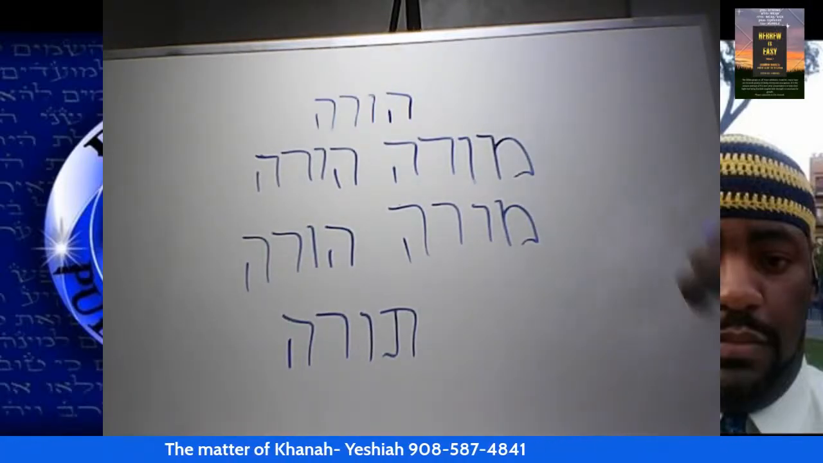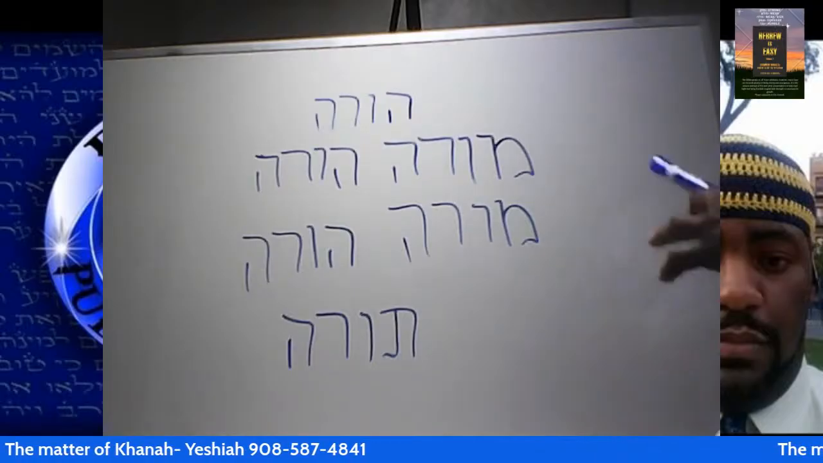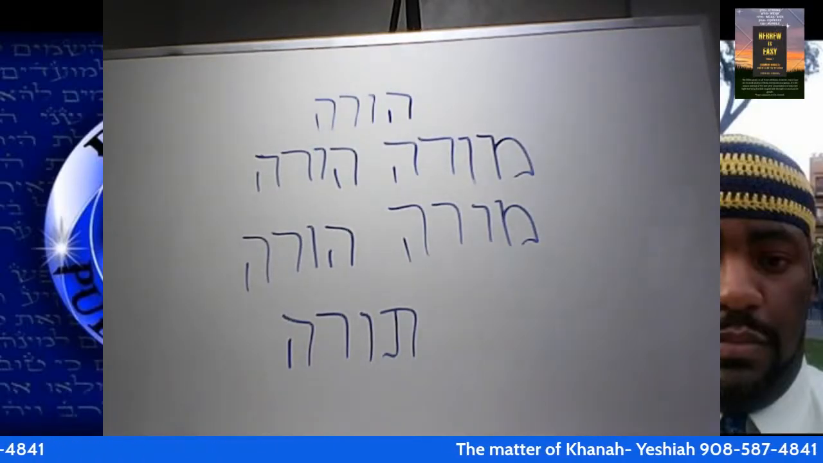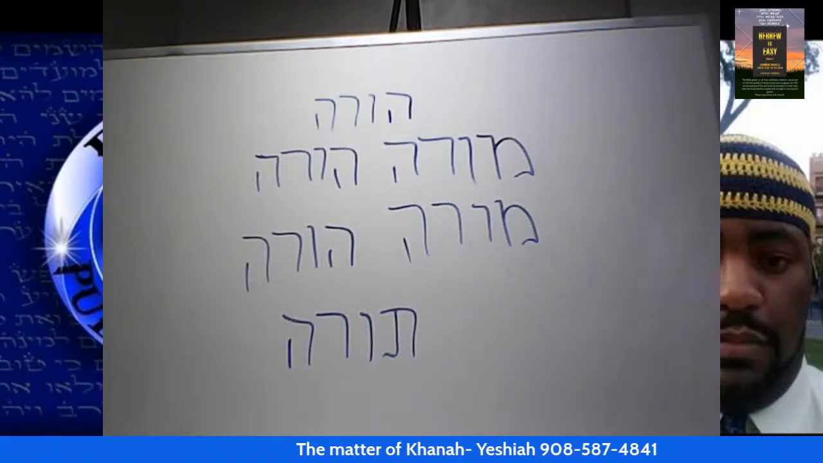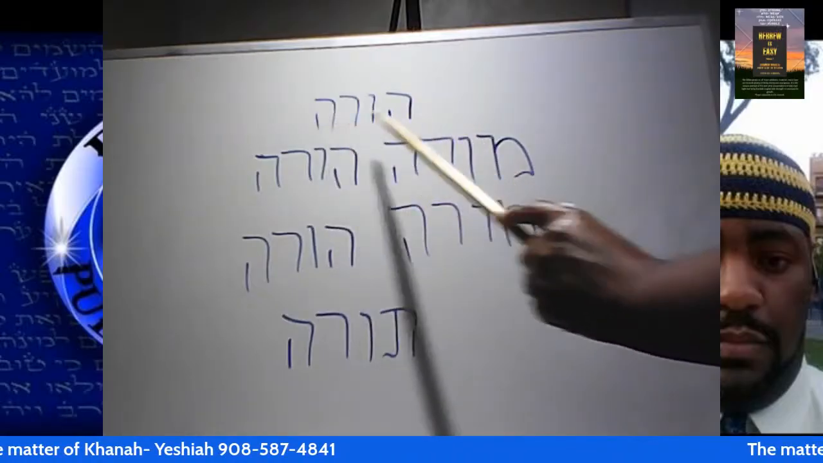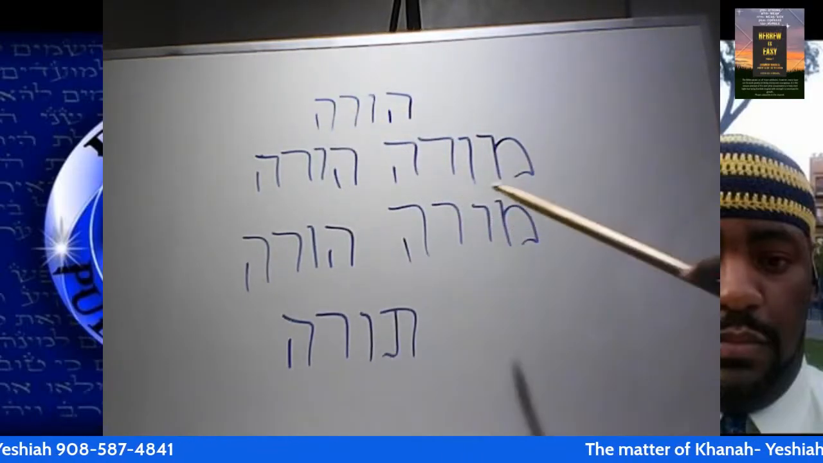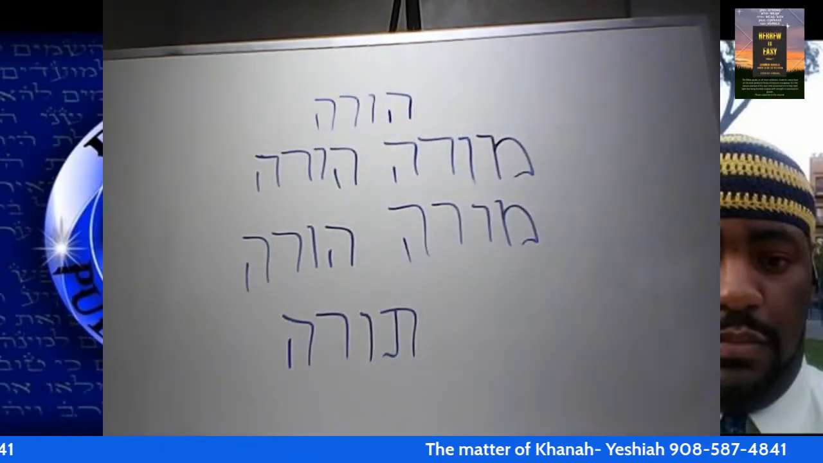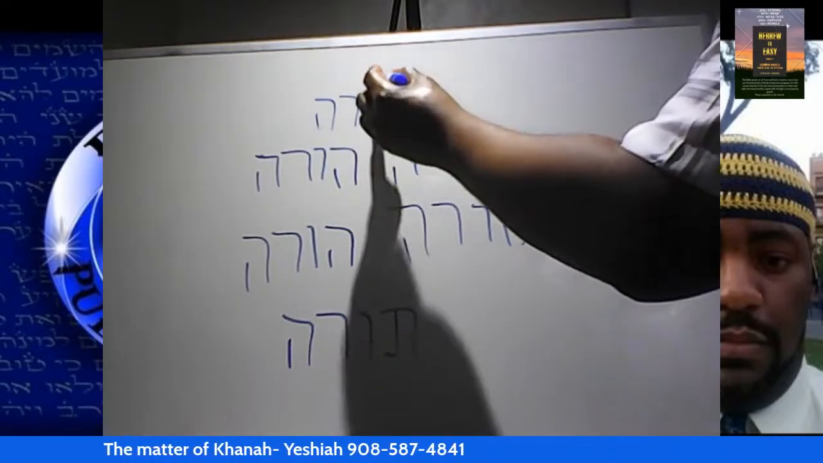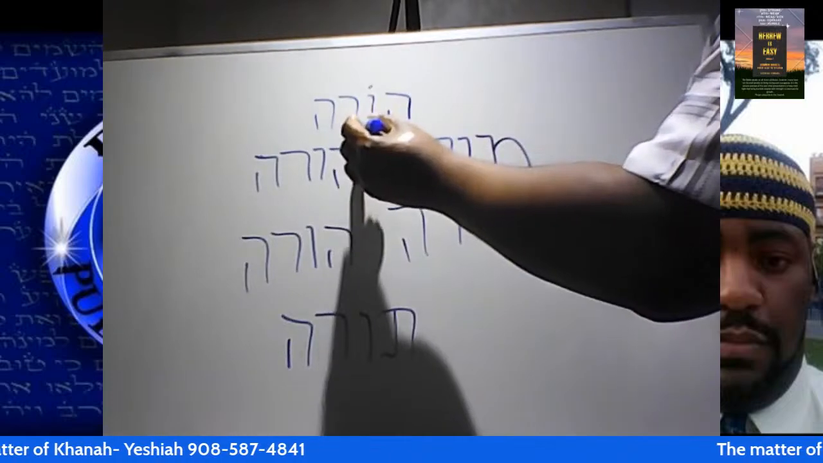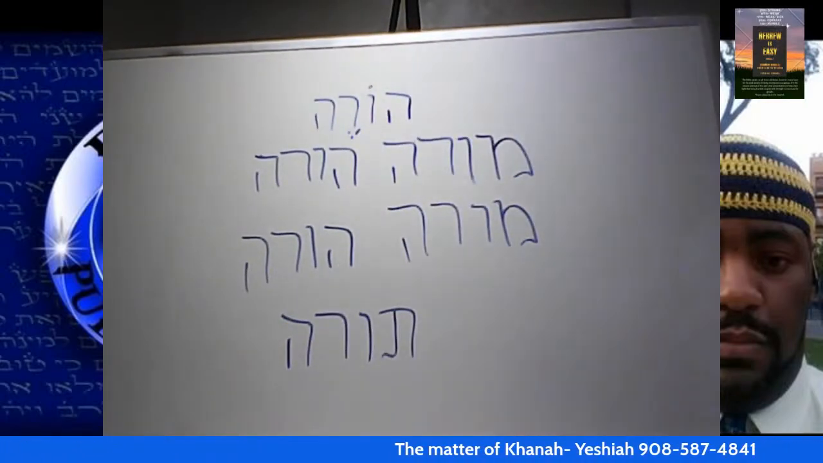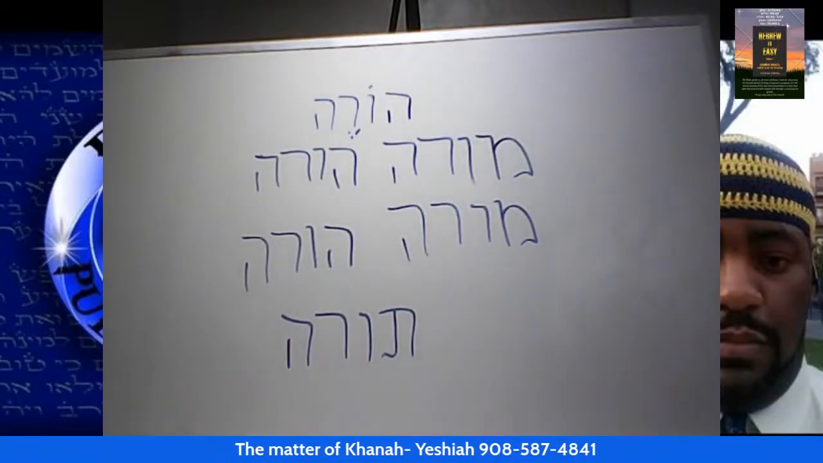Want to go over this, not going to be long. Want to go over verb and noun. Let us look at this, brothers and sisters. We have the word here, hora or hore. Now, in this particular case, we're dealing with it as a verb. All right? Hore, in this case, in the Hifil stem, in root means to teach.